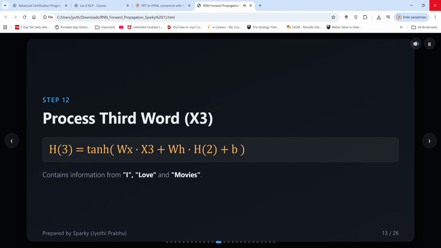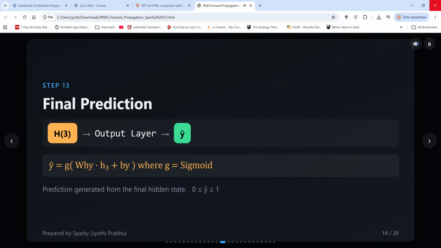Next we process the third word, movies. h3 equals tanh of Wx·x3, plus Wh·h2, plus b. Now h3 contains accumulated information from all 3 words, I, love, and movies. Once we reach the final hidden state h3, it gets passed through an output layer to generate the prediction, y hat. This prediction is based on everything the network has seen across the whole sentence.